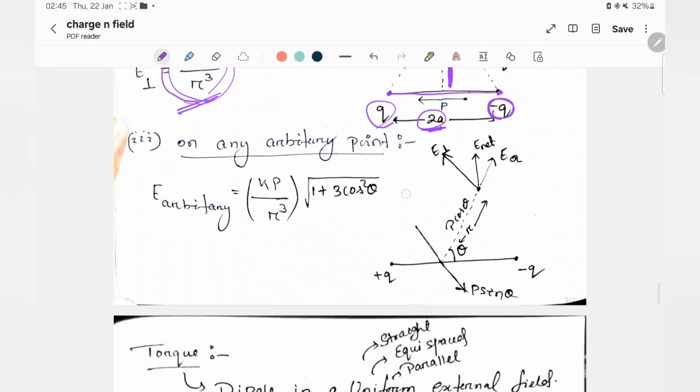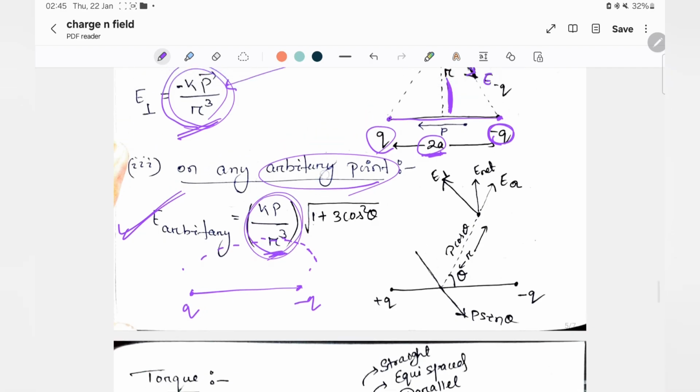Okay, so what if we calculate for any arbitrary point? This is a dipole, plus q and minus q. Now we need to find the electric field at any arbitrary point. The formula will be like this: kp by r cube, root over 1 plus 3 cos square theta. Okay, you have to remember it, there are no other options here.